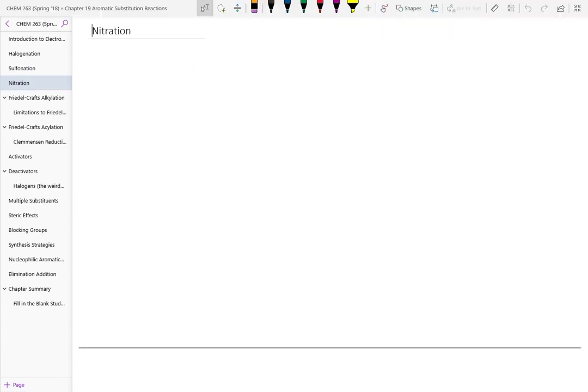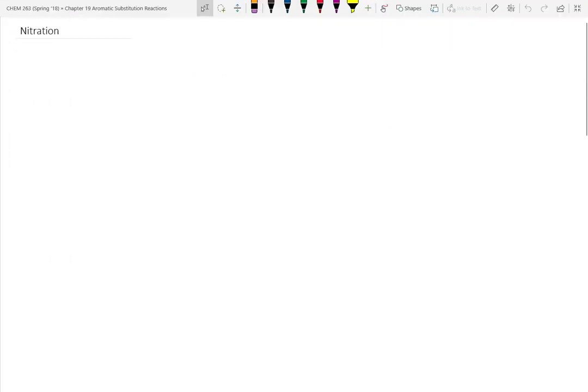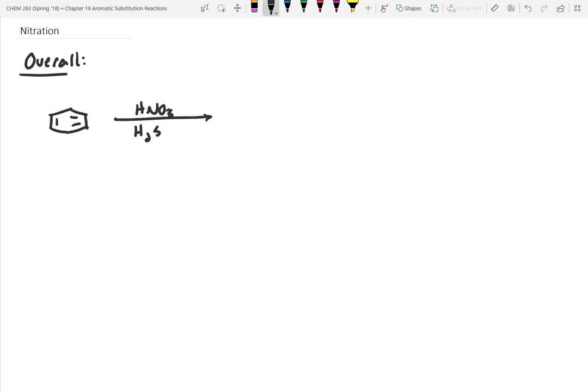This is nitration. And again, it's really similar, the overall mechanism. Where we can have something like benzene. We treat this with nitric acid, which is HNO3, and then sulfuric acid, H2SO4. And when you do this, you can install a nitro group onto an aromatic compound.